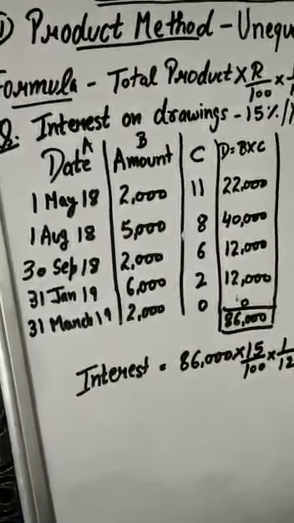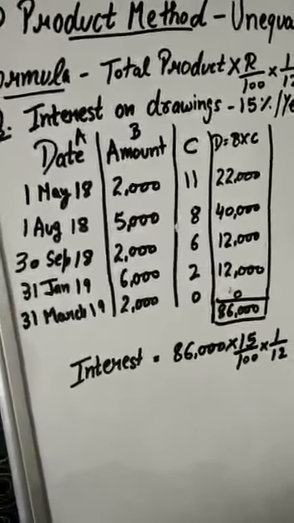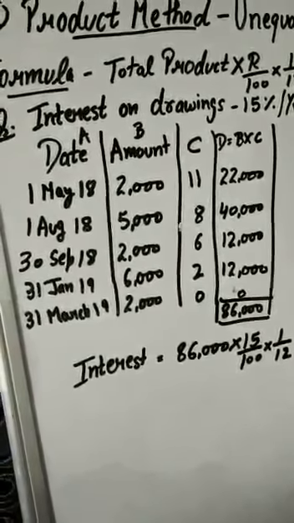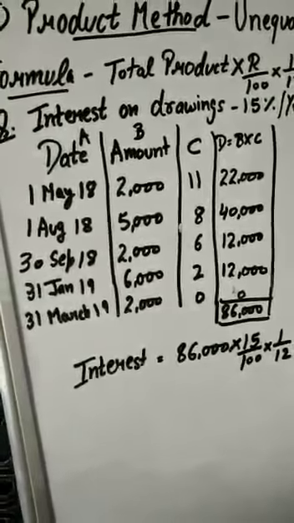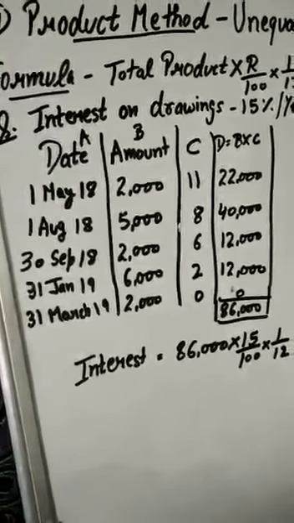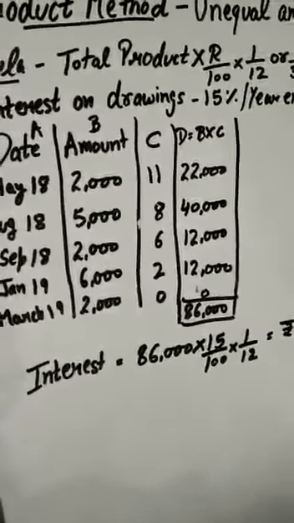And last, he has withdrawn 2,000 rupees on 31st March. We are closing our accounts on 31st March, so no interest will be charged on that date. So 2,000 into 0. That interest will be charged in the next year. So 2000 into 0 gives you 0. So the total product comes out to be 86,000.